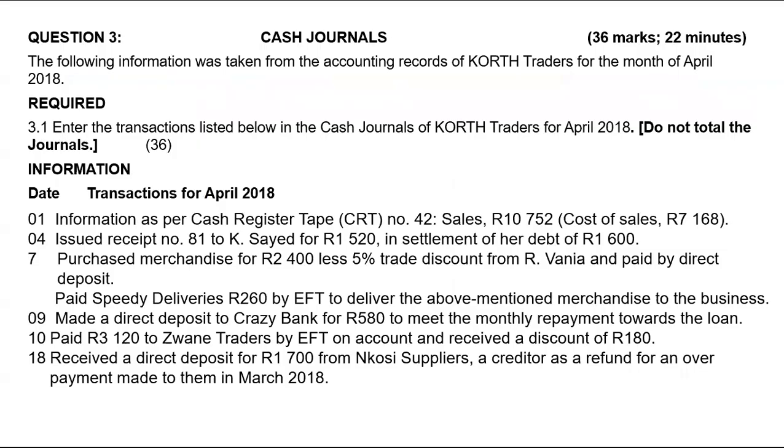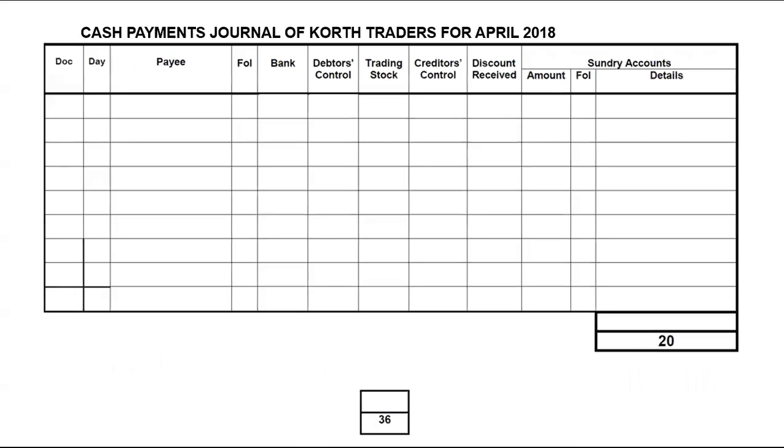It says that we purchased merchandise for 2,400 less 5% trade discount from our Vania, and paid by direct deposit. Wow, where are we going to record this transaction? I think we need to record it in the CRJ. Incorrect. It must be recorded in the CPJ because here it's us that are buying stock. We are buying goods from somebody else.